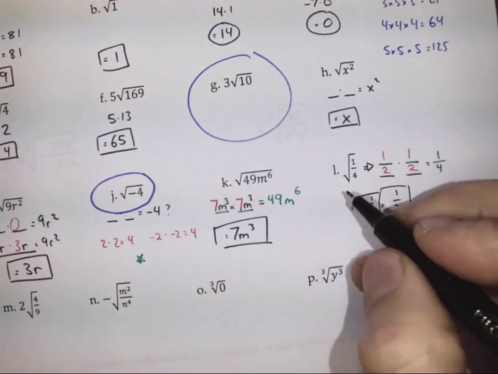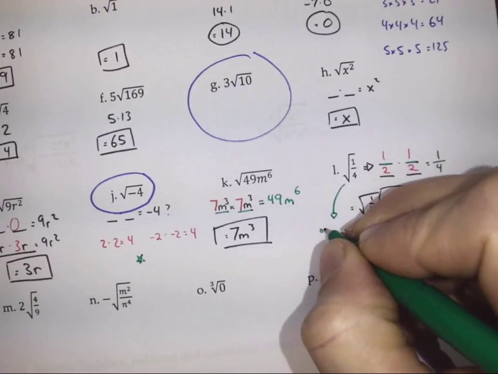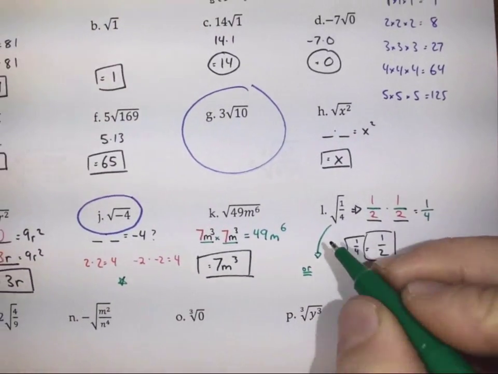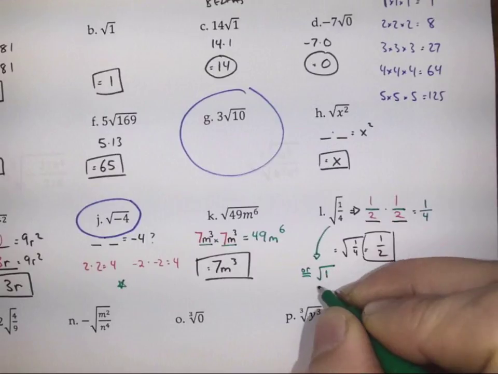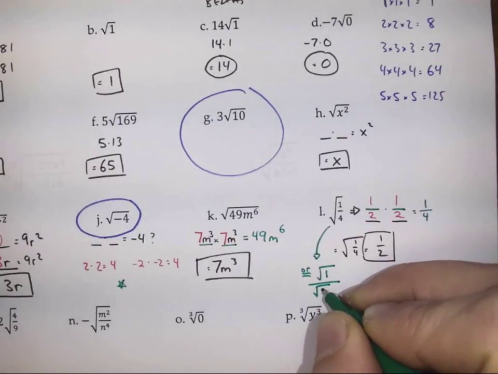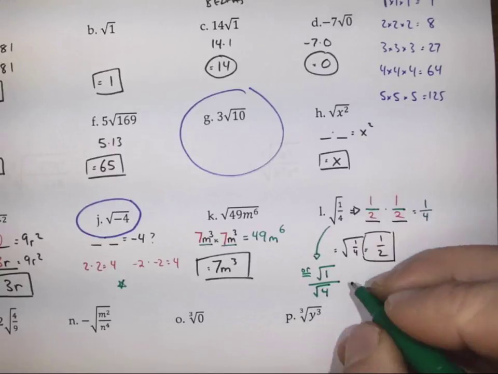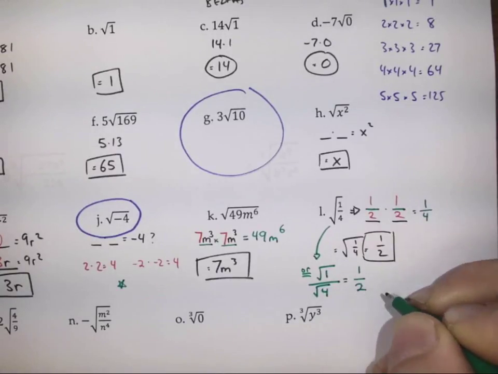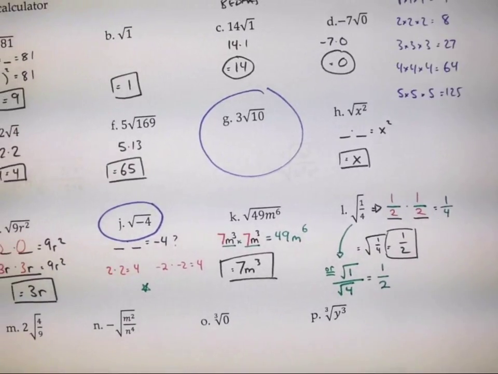Now, there is another option. So instead, we can think of it this way. I can rewrite this square root as the square root of 1 over the square root of 4, because that's the same thing, just a different way of writing it. And then I can just solve it simply by saying 1 over the square root of 4 is 2. So either way, we get a half.